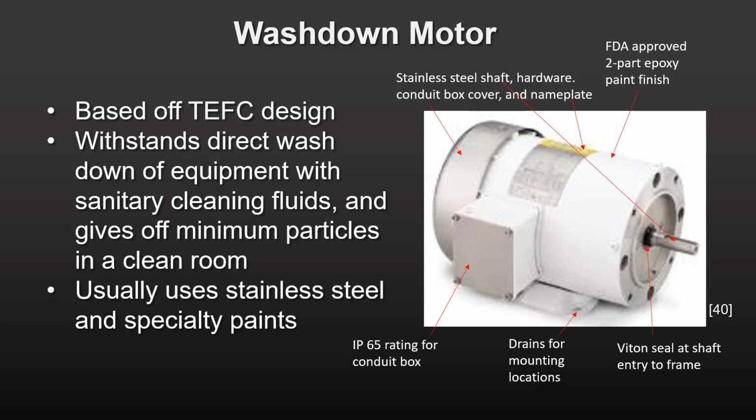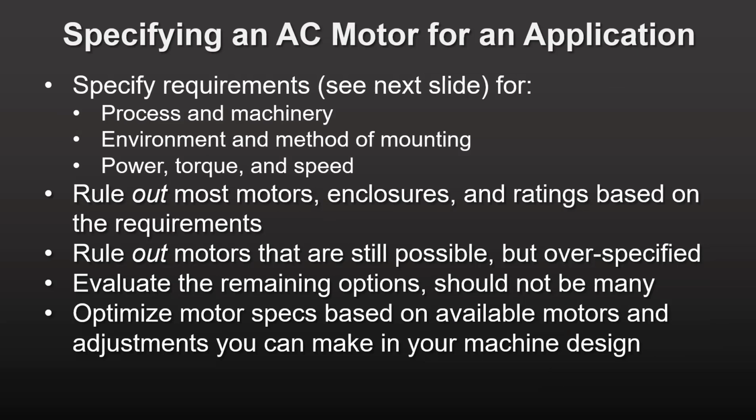Washdown motors are used in food processing plants, clean rooms, pharmaceutical and medical products, manufacturing plants. They are required by the FDA and USDA in the United States for manufacturing of medicines and food. Now we'll give you a method you can use to specify an AC motor.